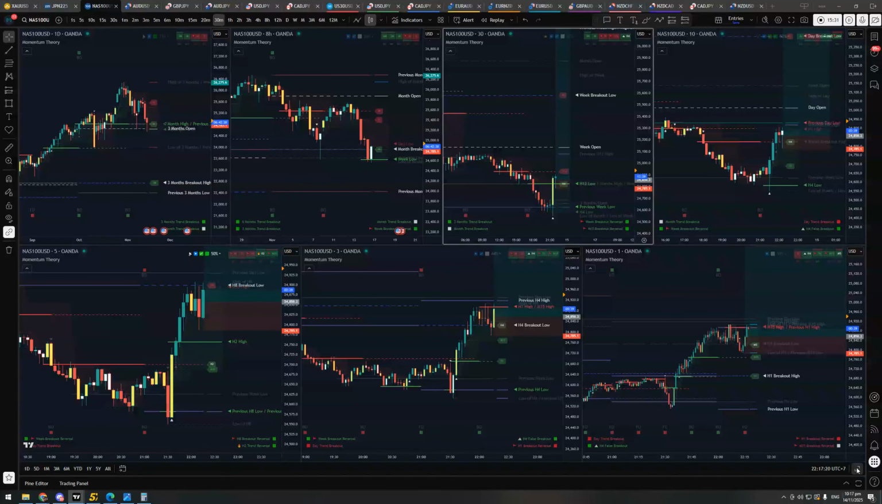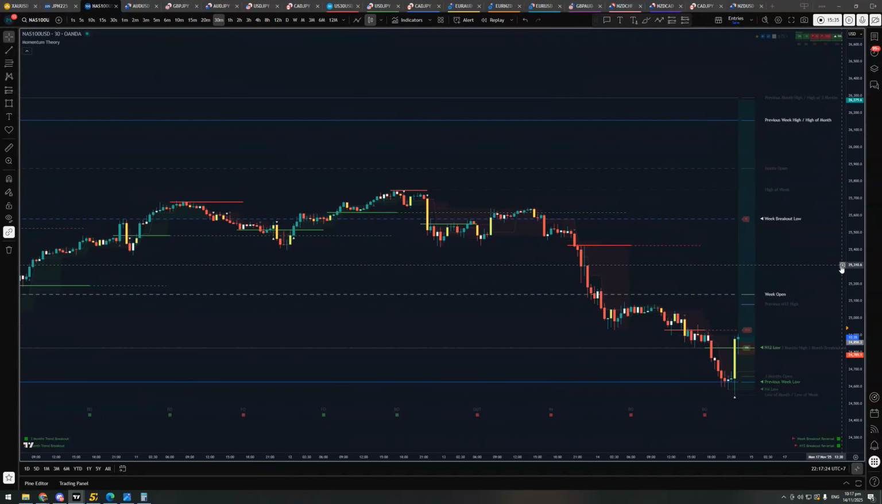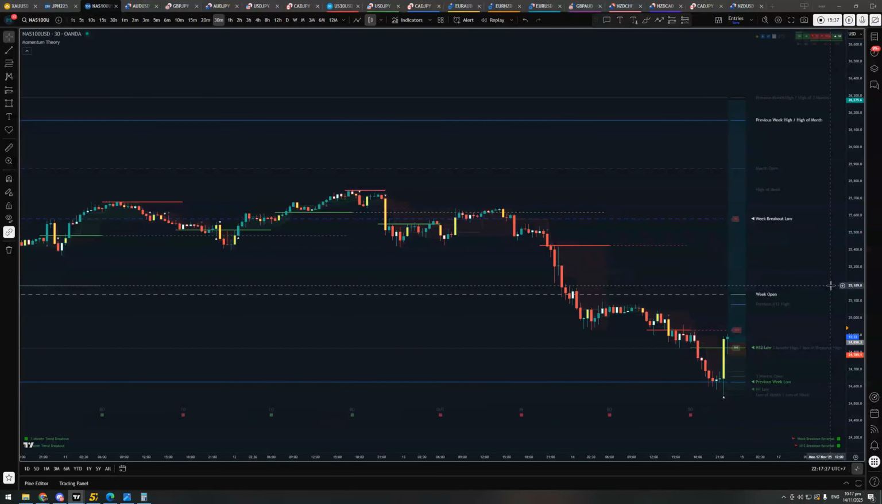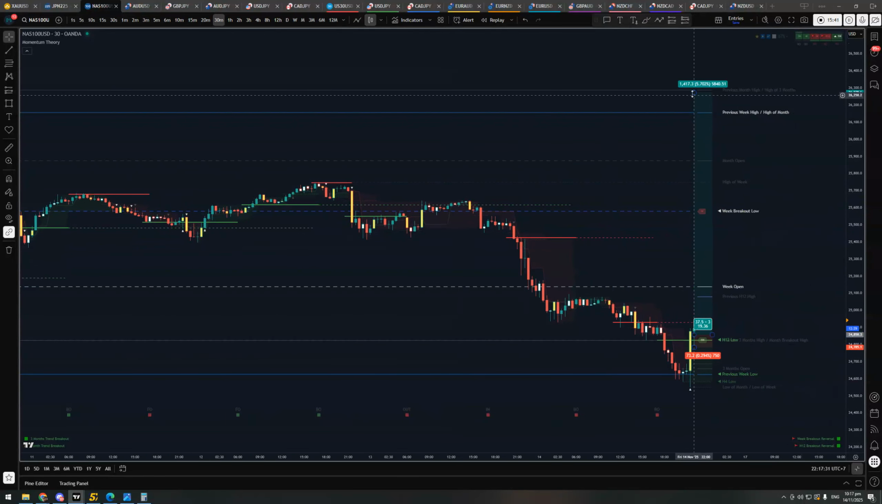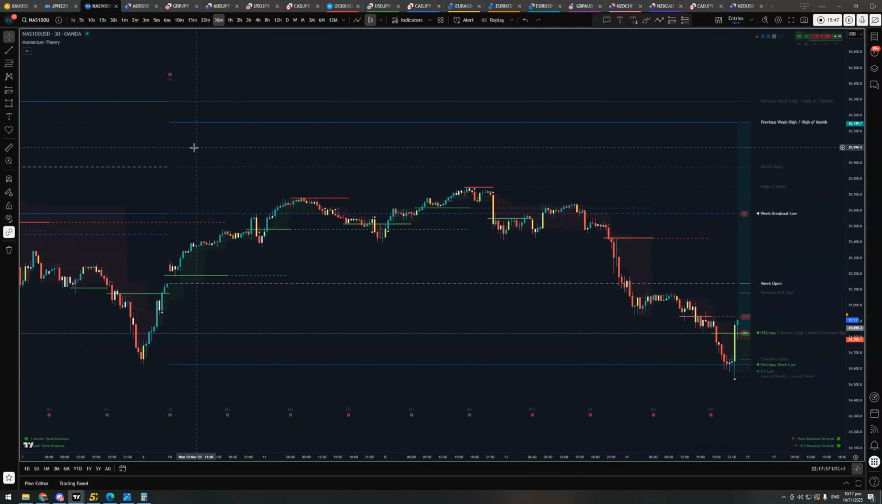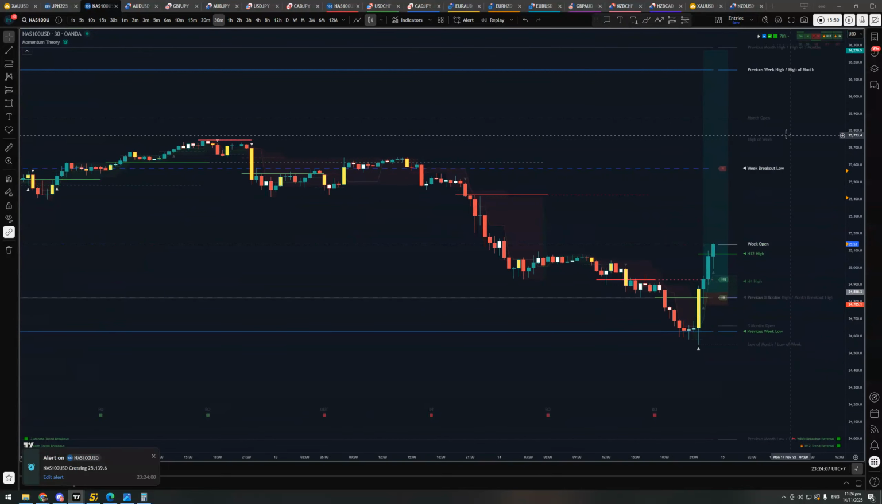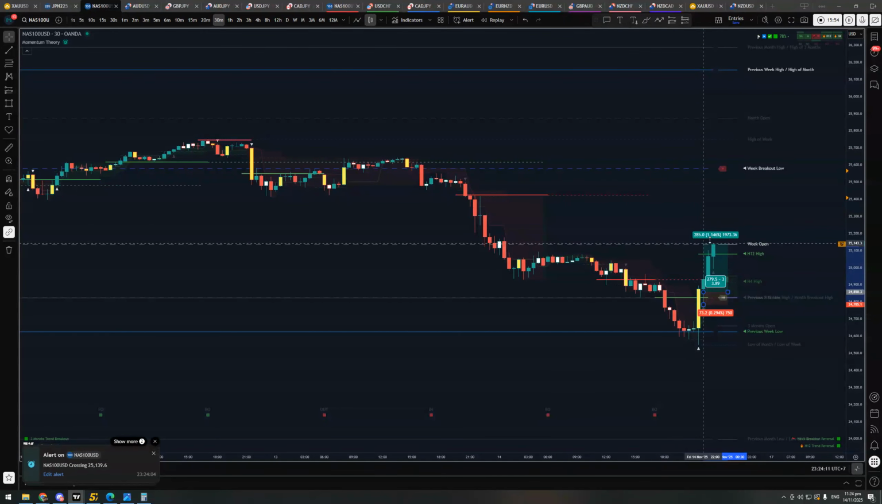But I think that's it. Let's see. Okay, so let's see where this goes. Definitely going to exit before I start the weekend. All right, so taking some partials here at the week open. It's about a 4-hour move. Really nice move here.